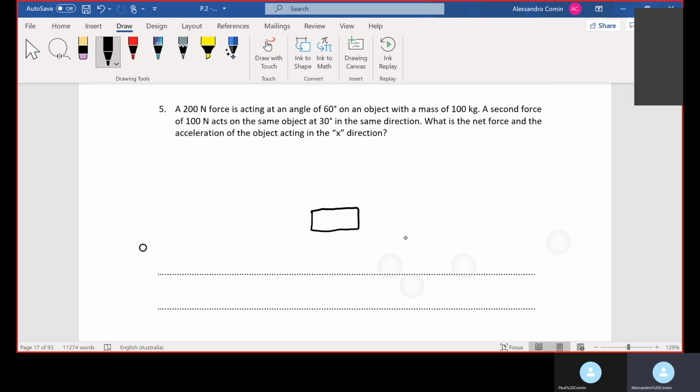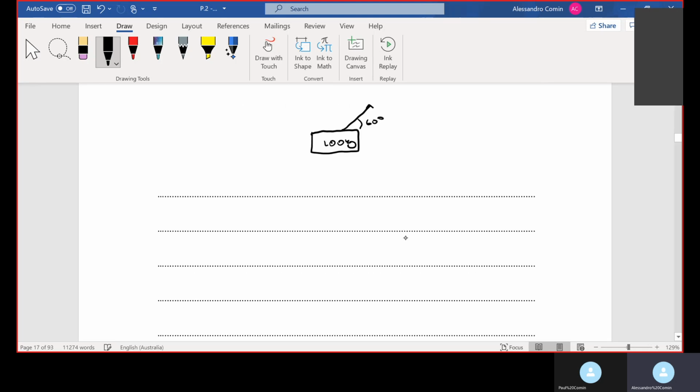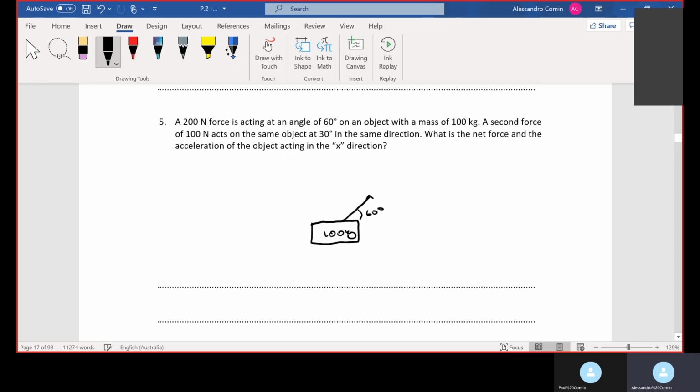So it's just like that. So that's 60 degrees. And this is 100 kilograms. So this is 200 newtons. And then a second force of 100 newtons acts on the same force at 30 degrees in the same direction. I probably should have made this bigger, but oops.